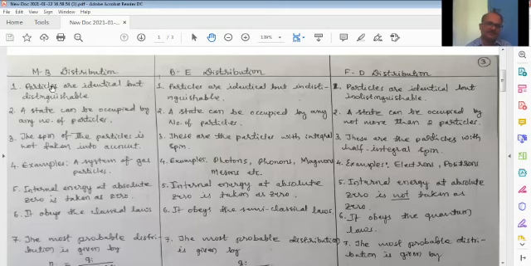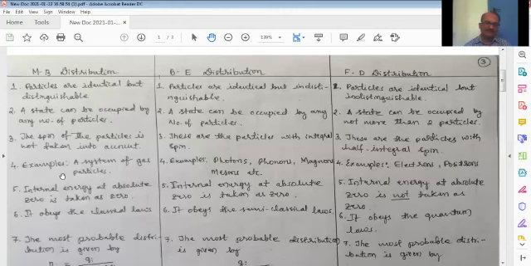So the characteristics of the Maxwell Boltzmann distribution are: the particles are identical but distinguishable. So this is very important. The particles are identical but they are distinguishable. And a state can be occupied by any number of particles. That is the second point. And the spin of the particles is not taken into account. So whether the particle is having spin or it doesn't have the spin, no matter. Simply we will count the particles.